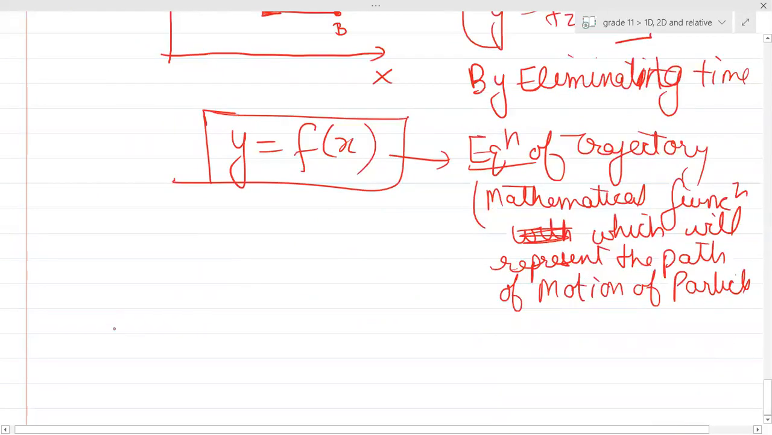Yes, sir. Okay, I'll give you one question. Suppose there is a particle traveling in 2D motion.